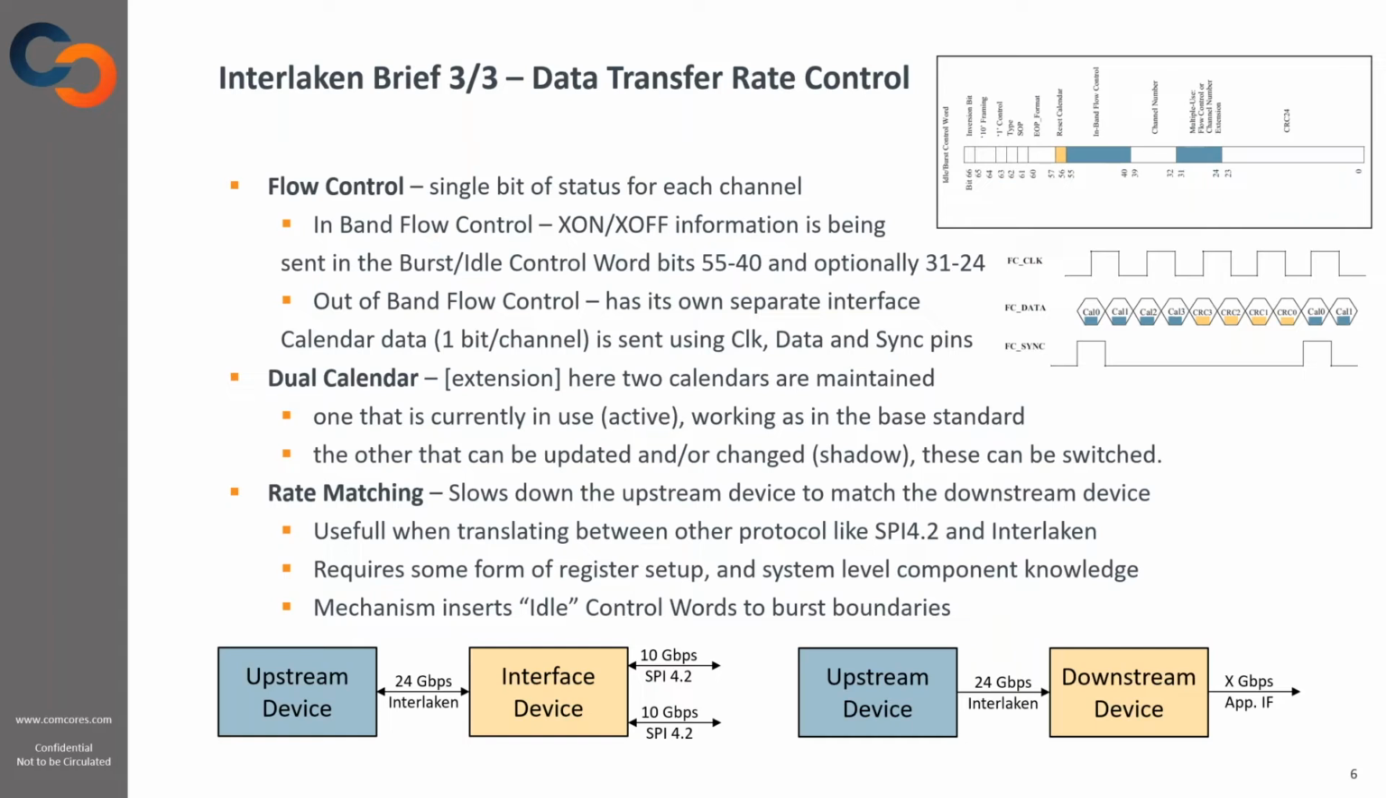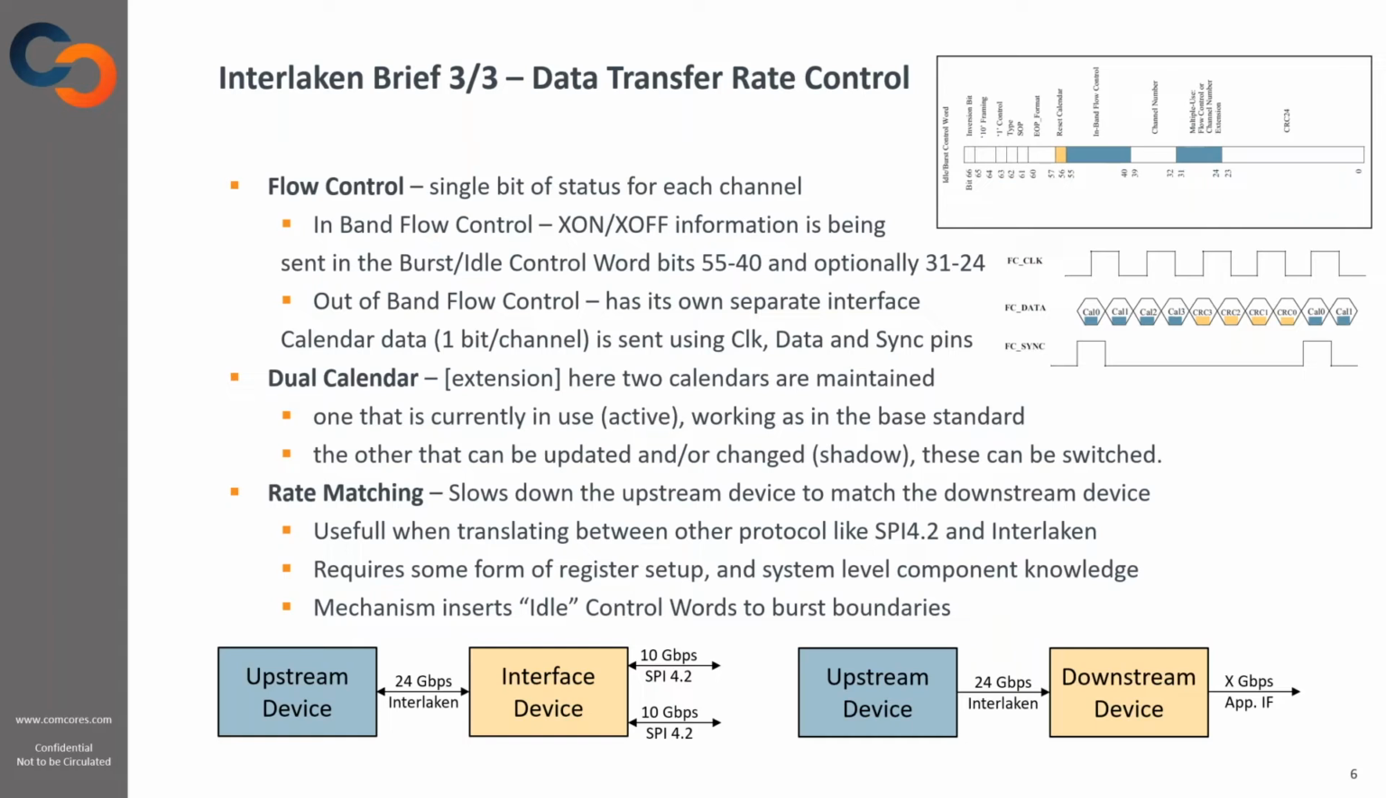If you are doing a simplex type operation, where you only have a transmitter on one end and a receiver on the other, so one side can only transmit, you would use the out-of-band flow control interface, which is a set of separate pins that can communicate the flow control information from the receiver to the transmitter. And the flow control information is basically a 1-bit on-off indication, plus some CRC that protects this data.